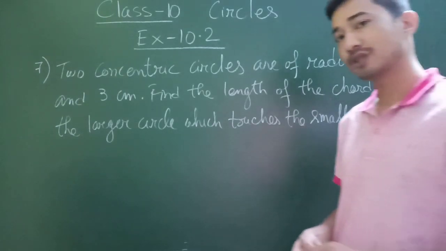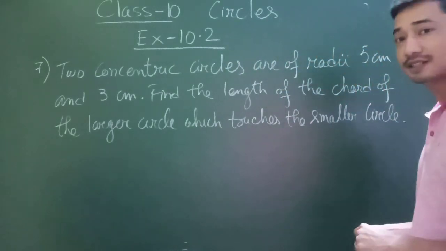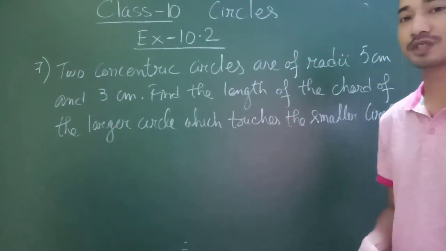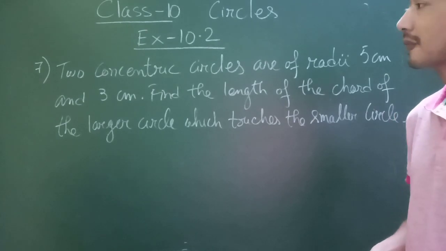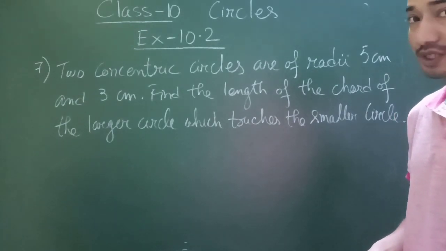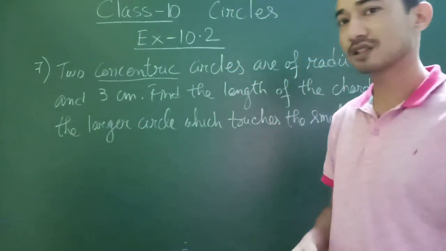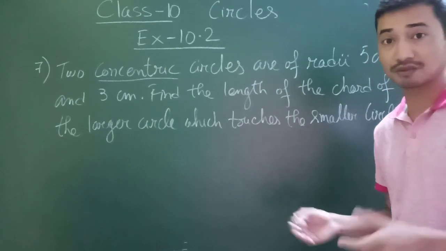Anyway, let's go straight to the point. The question number 7 here, class 10, NCERT textbooks, exercise 10.2, question number 7, circles. Two concentric circles are of radii 5 cm and 3 cm. Here, what do you mean by concentric circles? Concentric circles are circles which share the same center but can be different radius.